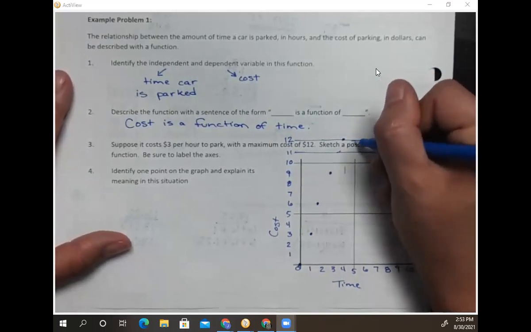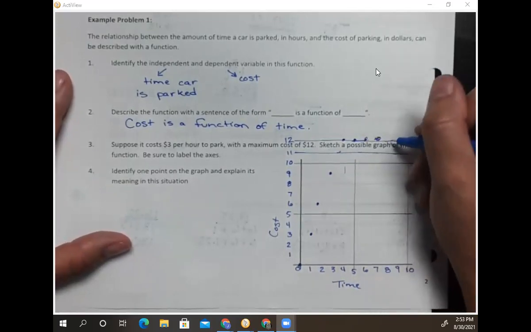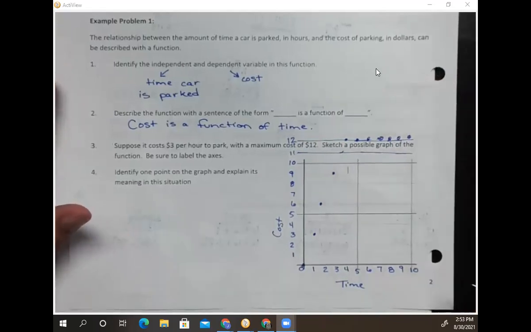How about if I park there for 5 hours? Also 12, right? That's the maximum that we'll pay. So if I park there for 6 hours, it's 12. For 7 hours, it's 12. For 8 hours, 9 hours, 10 hours, it's all going to be 12 from there on out.